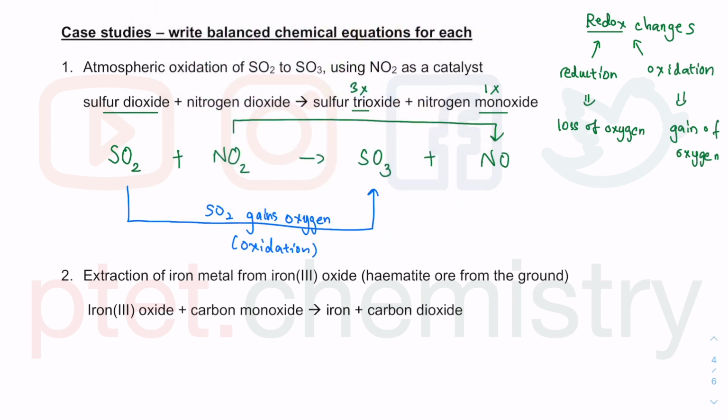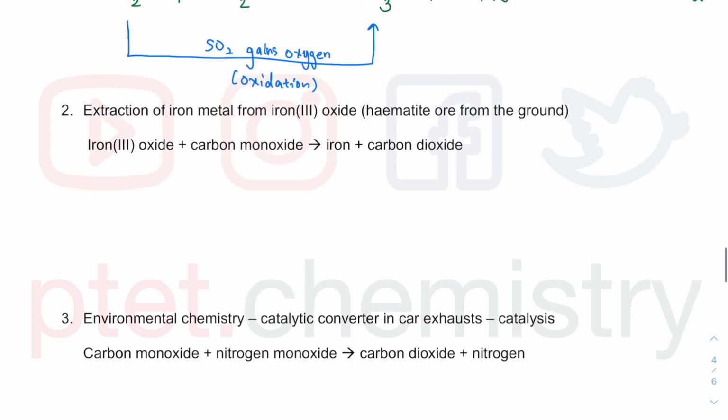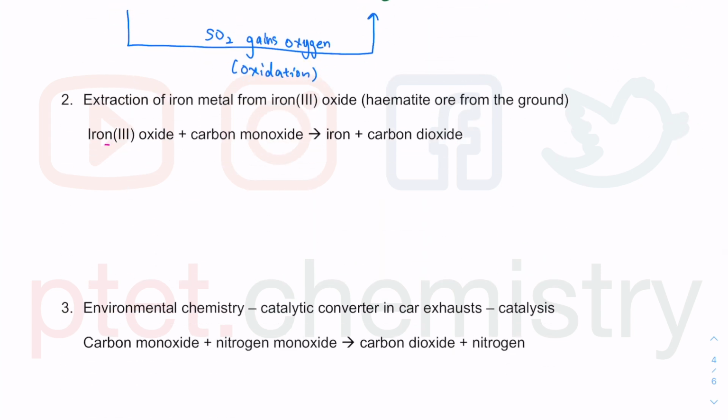So here you have the NO2. The NO2 loses the oxygen in order to form the NO. So the SO2 steals the oxygen away, and the NO2 gives away the oxygen, so the NO2 loses oxygen, and that is your reduction. So you get a simultaneous oxidation and reduction in the same reaction. This is called a redox reaction. The next one is iron trioxide. So this is iron 3 plus based on here.